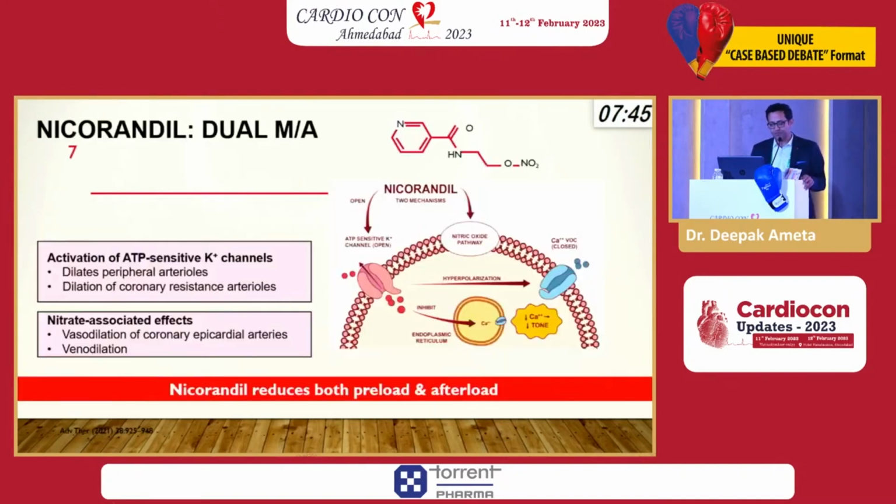Let's see. So this is nicorandil, and its mechanism of action is dual. It activates the ATP-sensitive potassium channels, which leads to hyperpolarization, decreased calcium, and then it dilates the peripheral arterioles and the coronary arterioles, the smaller arterioles. It also has a nitrate moiety, and it has nitrate effects, which lead to vasodilatation of larger arteries, epicardial arteries, and venodilatation. So it has effects on epicardial arteries, venodilatation, and smaller resistance arterioles also.